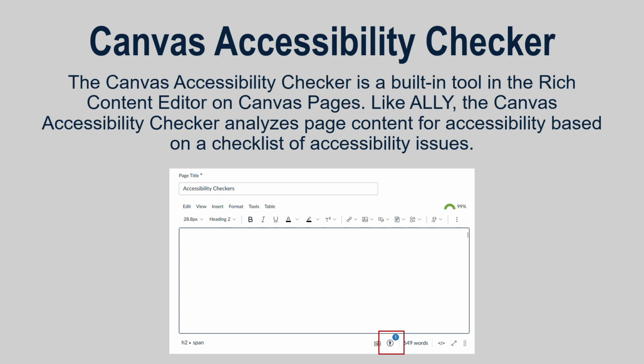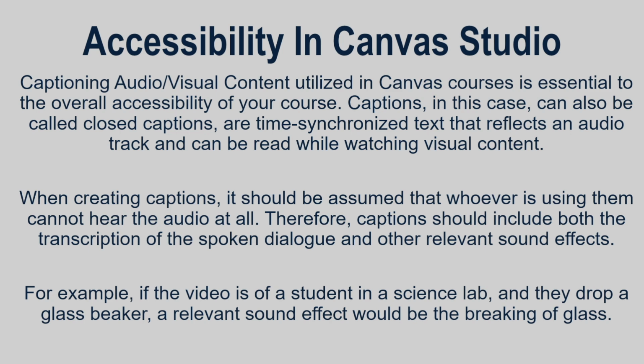Now let's talk about the Canvas Accessibility Checker. This checker is a built-in tool in the rich content editor on Canvas pages. Like Ally, the Canvas Accessibility Checker analyzes page content for accessibility based on a checklist of accessibility issues. Now let's talk about accessibility in Canvas Studio.